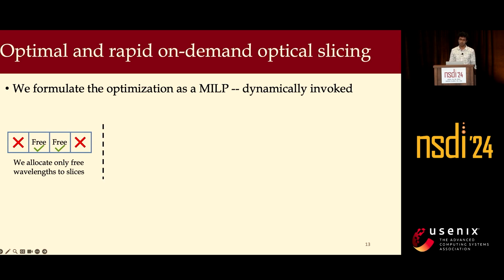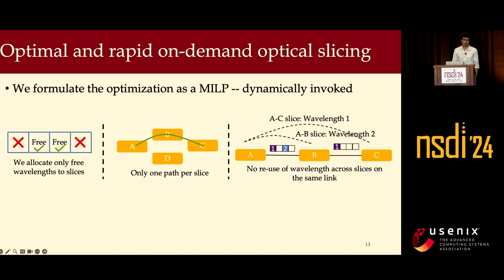And the next constraint is if there are multiple paths for a particular slice in the optical topology, we only pick one path because we don't want to waste resources. And then the next constraint is if multiple slices are sharing the same link, they need to use different wavelengths because there will be no way to distinguish the data between them otherwise. So in this example, the link between A and B is shared between two slices, AC and AB. They use different wavelengths 1 and 2.